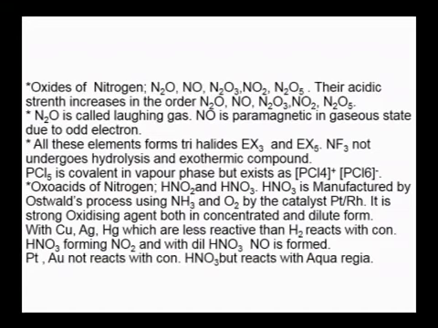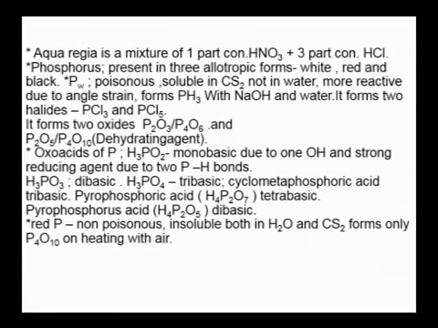With copper, silver and mercury, which are less reactive than hydrogen, concentrated HNO3 reacts forming nitrogen dioxide gas, and with dilute HNO3 nitric oxide is formed. Whereas platinum and gold do not react with concentrated HNO3 but react with aqua regia. Aqua regia is a mixture of 1 part concentrated HNO3 and 3 parts concentrated HCl.